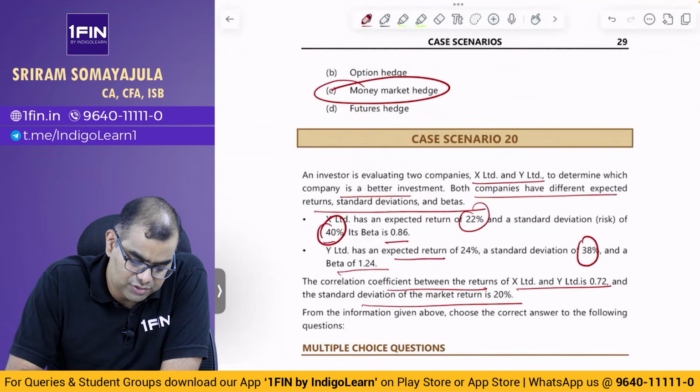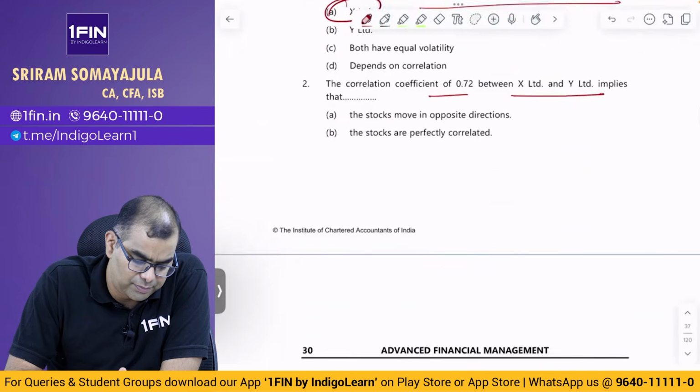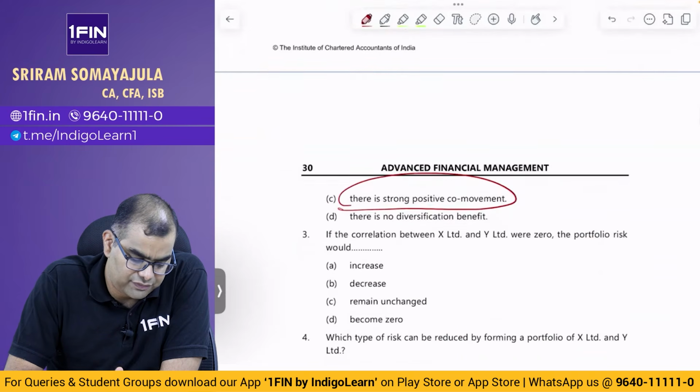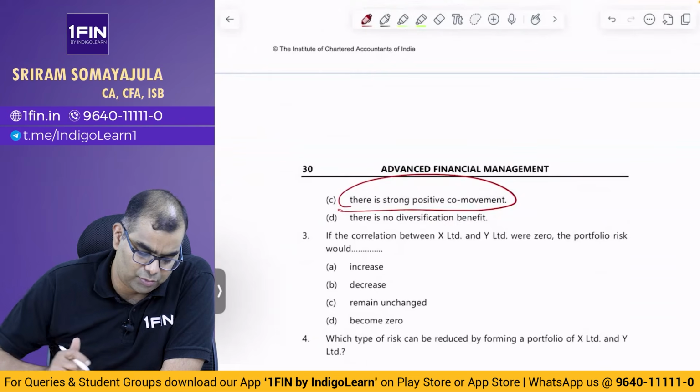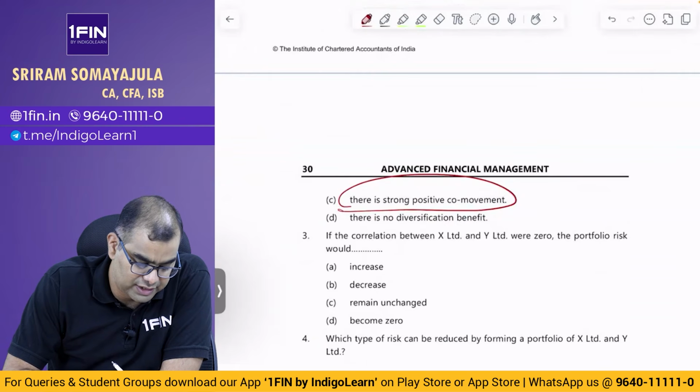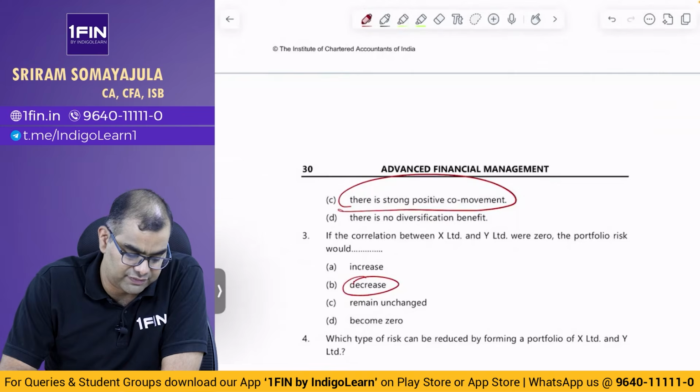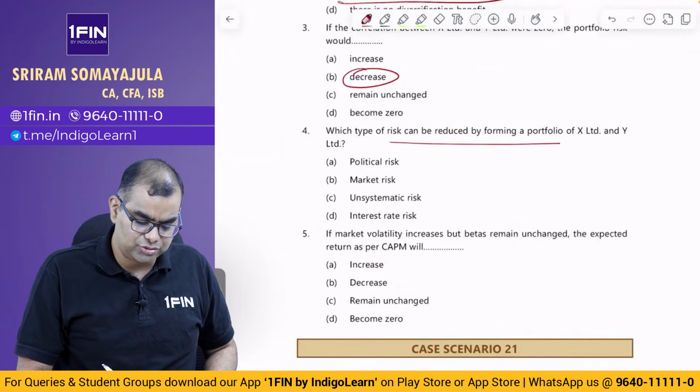If there is a correlation between those two, they both are moving, not perfectly correlated, strong positive co-movement. Yes. If correlation between X and Y were 0, portfolio risk would definitely decrease. Portfolio risk will not become 0, but portfolio risk will definitely decrease. Which type of risk can be reduced by forming a portfolio?